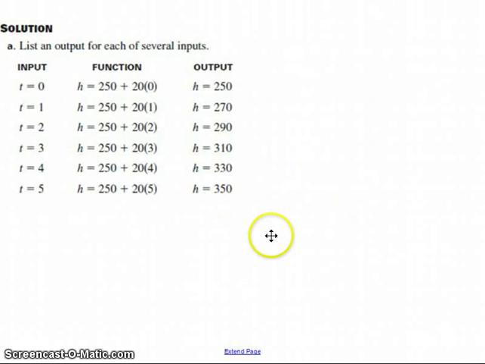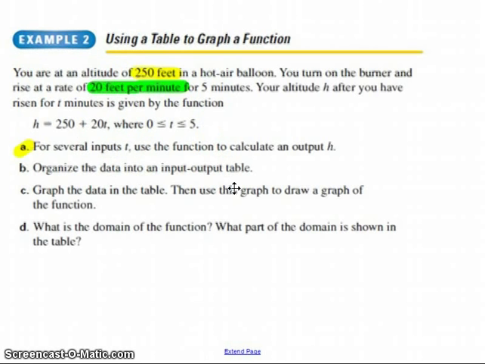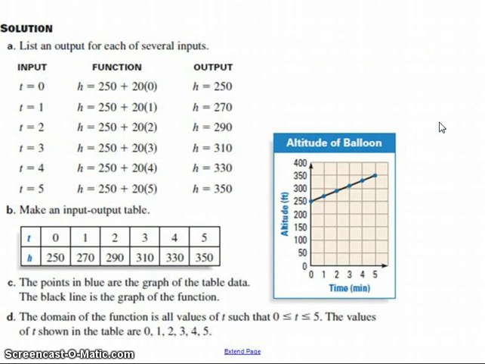Okay, here's the textbook. It actually calculated it for 6 different inputs from 0 all the way through 5. And each time it simply plugged that value into the function and then calculated what the height was. So the range turns out to be from 250 feet up to 350 feet. The second question is to organize that data into a table.